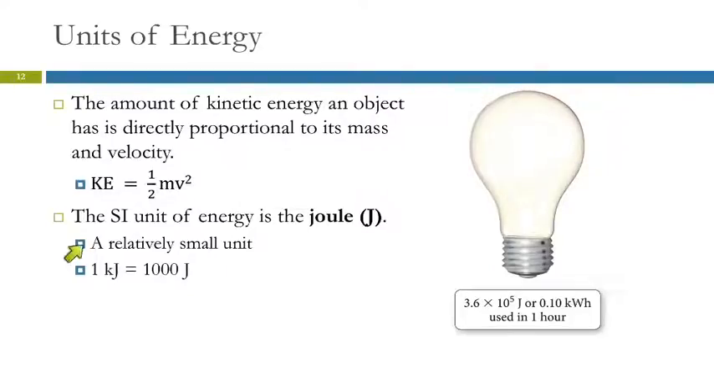The SI unit of energy is the joule, abbreviation capital J. It's a relatively small unit. Just kind of for reference, a 100-watt light bulb in 1 hour of burning would use 3.16 times 10 to the 5th joules. That's a lot of joules. It's a small unit. We can apply the metric prefixes to this unit. The most frequent one we use is kilo. A kilojoule is 1,000 joules.